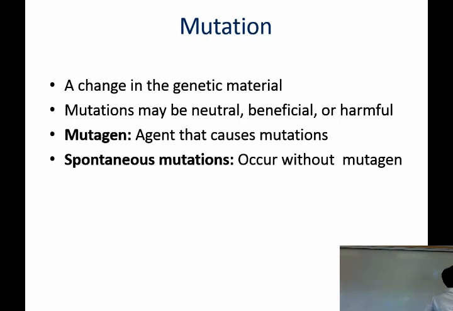Mutagens are things that cause an increase in the rate of mutation. The mutagen is blind. It doesn't know whether or not the change that's being made is going to help you or hurt you or not do anything. Mutations can occur spontaneously without a mutagen. How would that happen? What is the most likely source of those kinds of mutations?